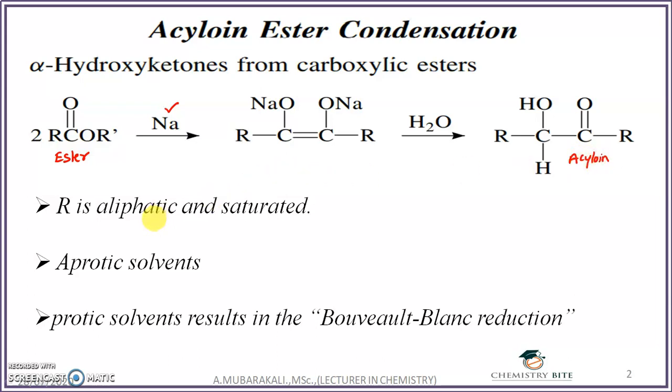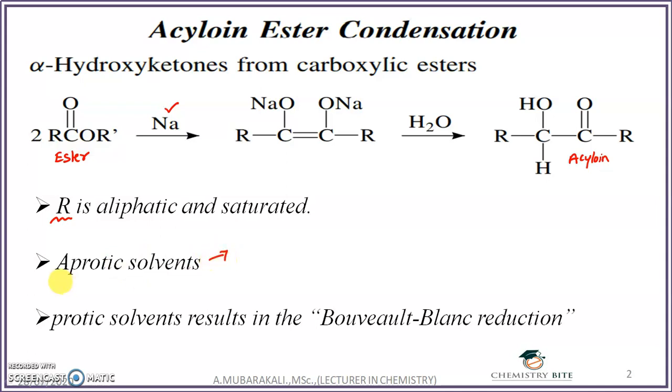The reaction is more successful when R is aliphatic and saturated. If you take an aliphatic, saturated alkyl group, the reaction will give a higher percentage of Acyloin. Instead of an alkyl group, if you take an aryl group, that reaction we'll call the benzoin condensation reaction. This reaction is carried out in aprotic solvents like benzene, toluene, etc.